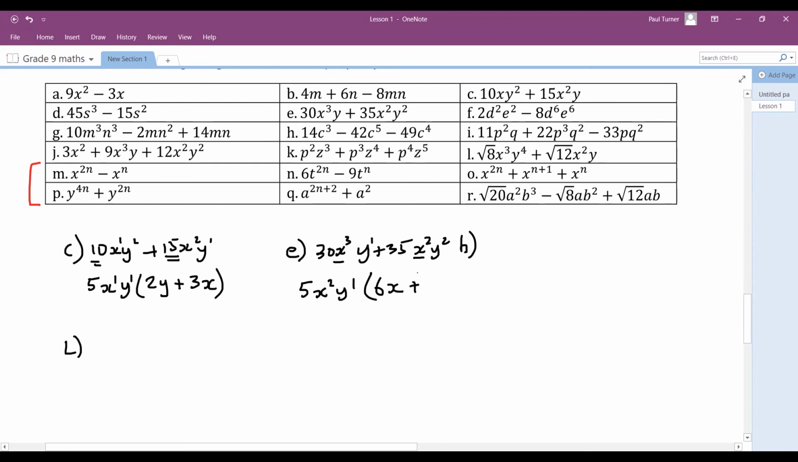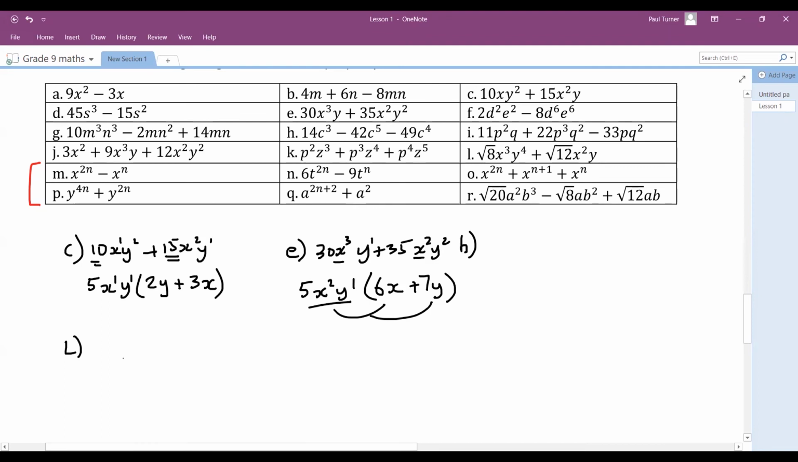Plus 5 7s are 35. The x squared has come out, so then we are left with 1y here, like that. So just multiply out and check you are correct, and you can do that yourself.